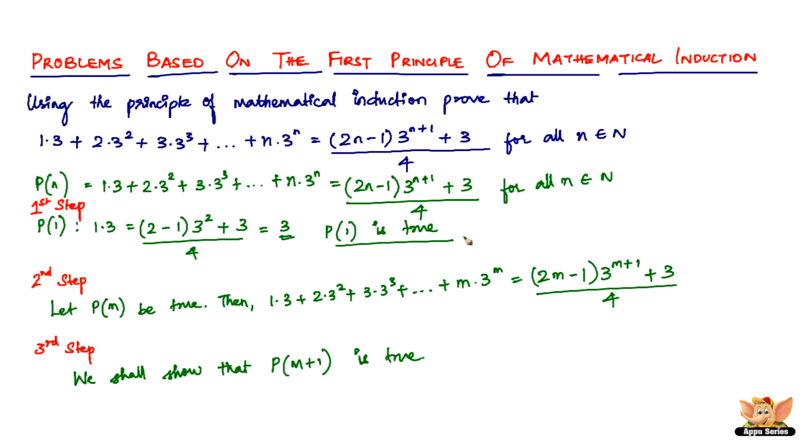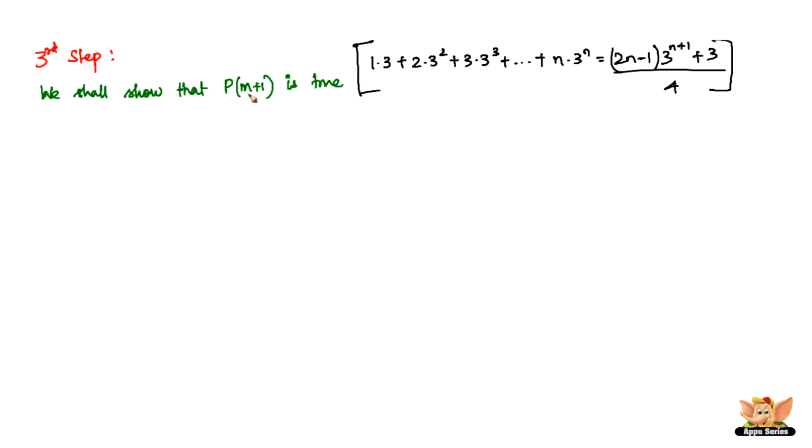Alright, so since we definitely do not have much space here, let us go to a new page to show that P of m plus 1 is true. So I'll continue here from the third step. In the third step we shall show that P of m plus 1 is true, and also in the bracket I've just mentioned the problem altogether because it's not going to be feasible for us to go back to that page to see what the problem is. So this is what it is.